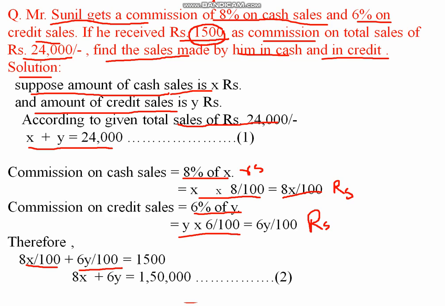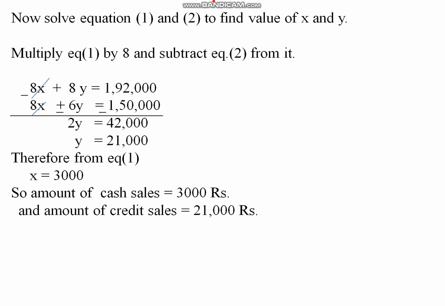Now simplify it. See the left hand side, the base is 100, which is the same. So take the addition, 8x plus 6y upon 100, and this 100 is divided on the left hand side, so to the right it will multiply. After simplifying we get 8x plus 6y is equal to 1,50,000 rupees. Now solve equation number 1 and equation number 2 to find the values of x and y.